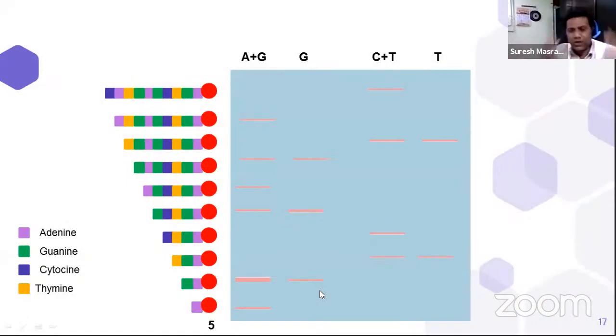Now we come to the interpretation of this gel electrophoresis. Firstly, we use gel electrophoresis.